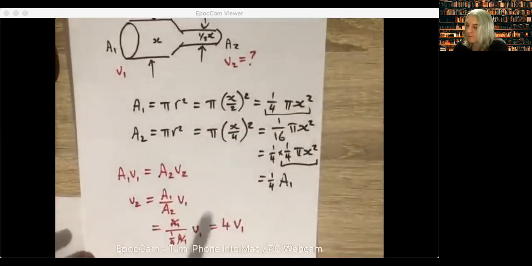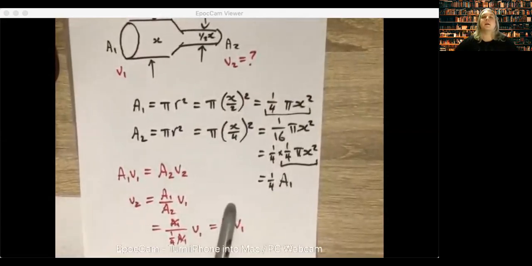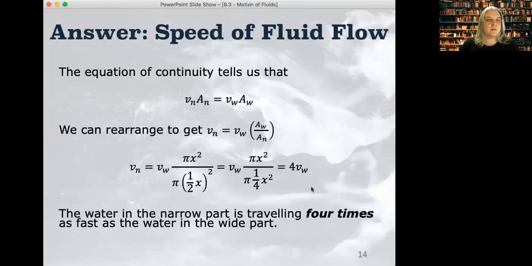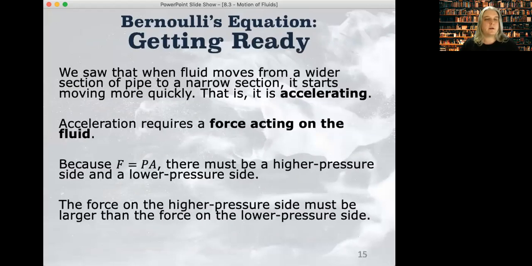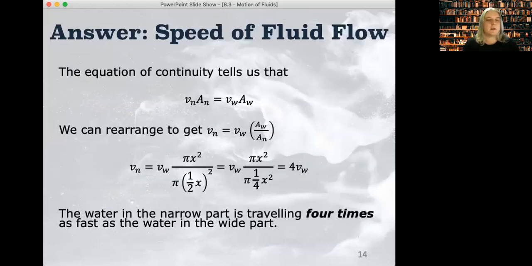So the volume has to be the same, and that tells us that if the area is 4 times as big, then the velocity is going to get 4 times as big on the narrower part. Right, back to the slideshow. There we go. So that, as I said in the slide, same reasoning. I've done all of it in one formula, but the same reasoning there, 4 times as fast as the water in the wide part.